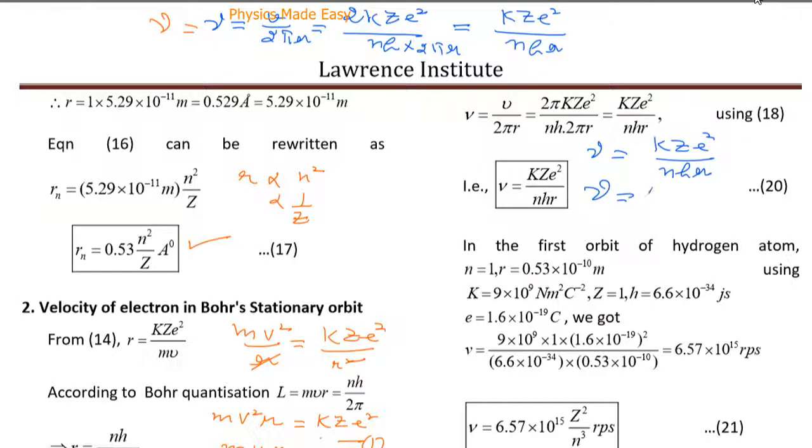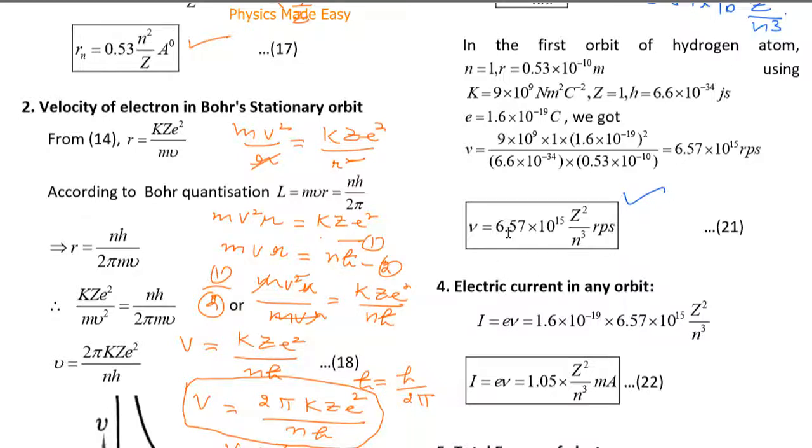Here is a shortcut for calculation: 6.57 into 10 raised to power 15. And now if we fill the value of r as well, then I shall be getting this as Z square by n cube. This is the shortcut for calculation of frequency. Nu is equal to 6.57 into 10 raised to power 15 Z square by n cube revolutions per second or hertz.